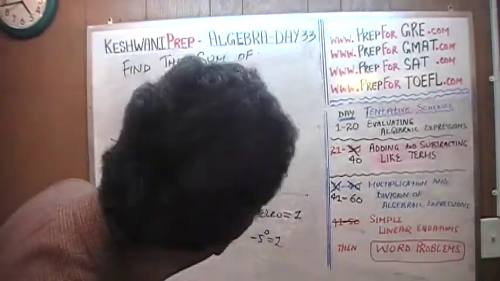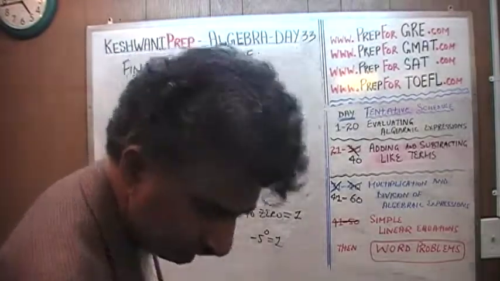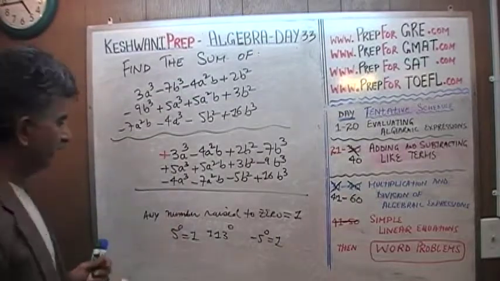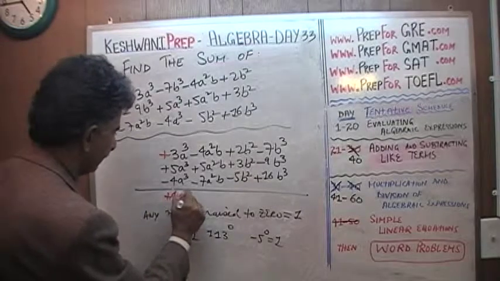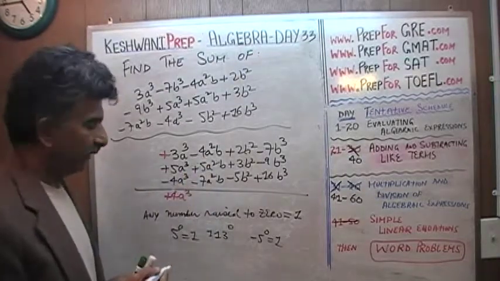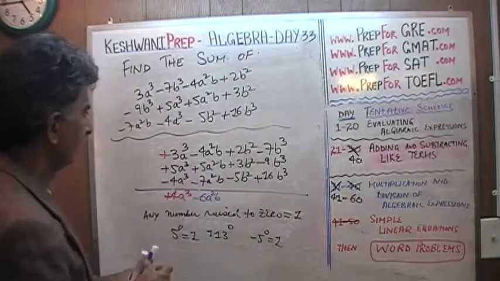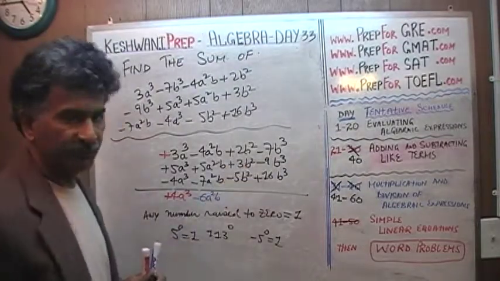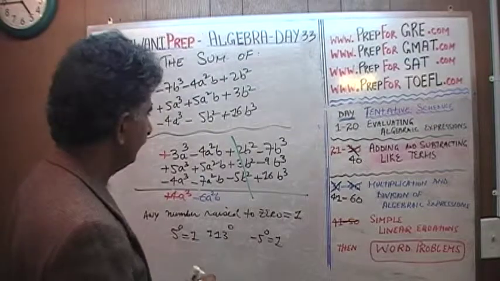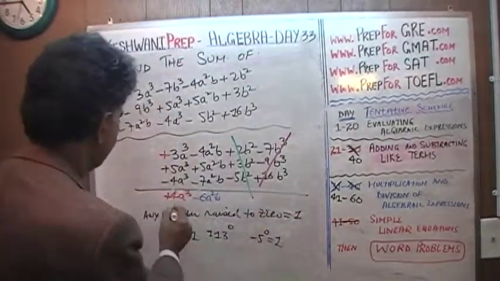So here we have positive 3 and a positive 5, that's positive 8, and a negative 4, so that's a positive 4a cubed. Then we have negative 4 and negative 4 and positive 5, that's positive 1, and a negative 7, that's negative 6a squared b. Then positive 2 and positive 3 is positive 5 and a negative 5 is 0, so this whole thing drops out. Then negative 7 and negative 9 is negative 16, and we have positive 16, so this drops out. That's our answer.